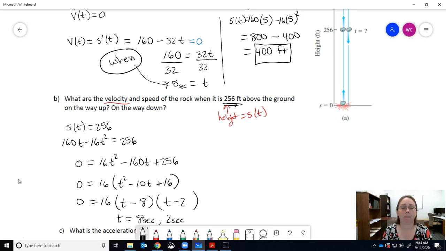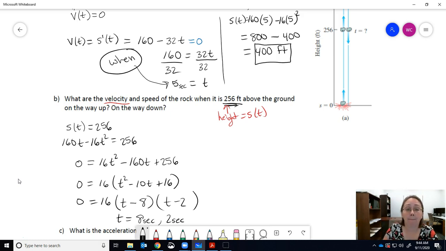Wait, what does that mean? Well, think about it. The rock leaves the ground and it shoots up. So on the way up, it's going to reach 256 feet at the earlier time, 2 seconds. And then it keeps going up and up and up, and eventually it goes as high as it can, and it starts coming back down. When it comes back down, it hits 256 feet again, this time at 8 seconds.